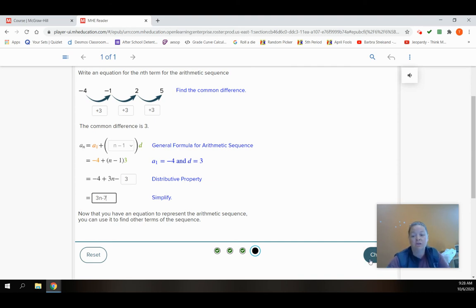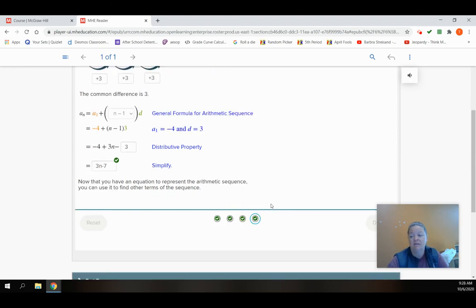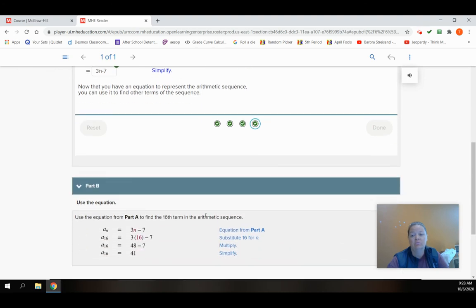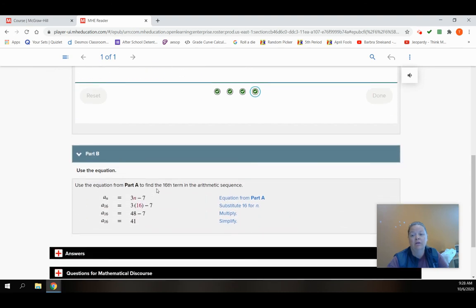Now that you have an equation to represent the arithmetic sequence, you can use it to find the other terms of the sequence, which is step 2. So we take our 3n minus 7, and we use the equation from part A, and we're going to find the 16th term in the arithmetic sequence. And 16 is our n. That's where we're going to put the 16.